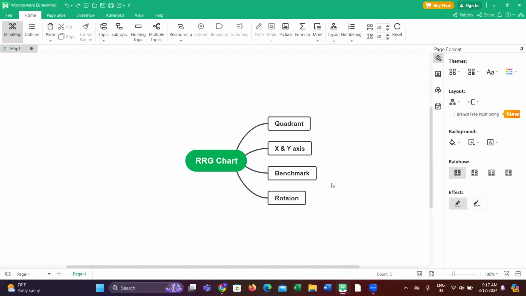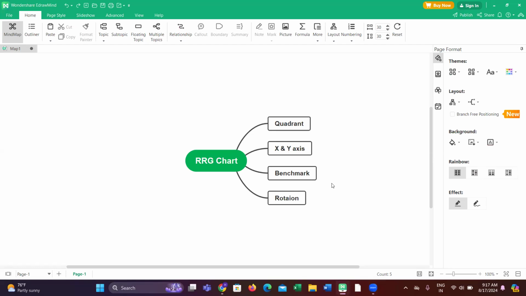All right. Welcome back to the series on the RRG chart learning. In my previous video, I covered the basics of RRG chart, very basic. And today I will be diving deeper into how the chart's quadrants work and how rotation happens, and the significance of the X and Y axis and the center benchmark, right?